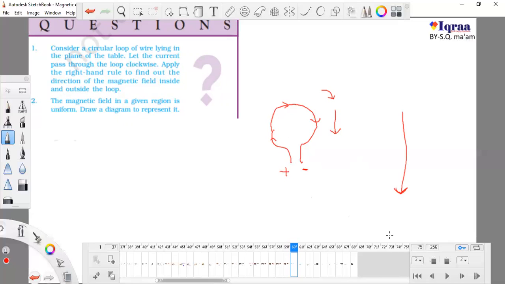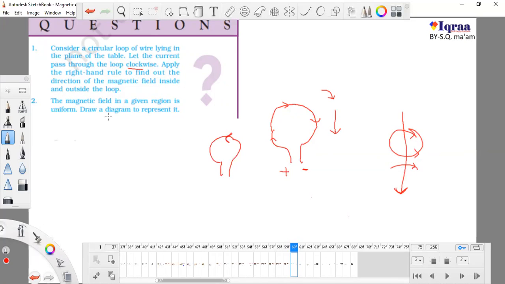Use your right hand to find the direction of the magnetic field lines, and I'm getting a current direction like this. It says this is clockwise in direction. So this is clockwise and this is anti-clockwise. You can draw it.